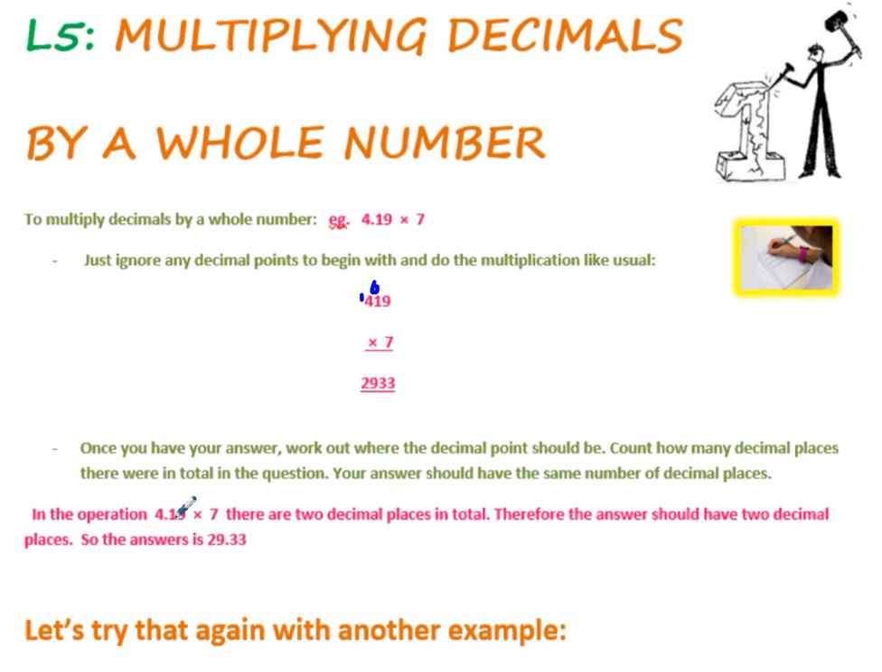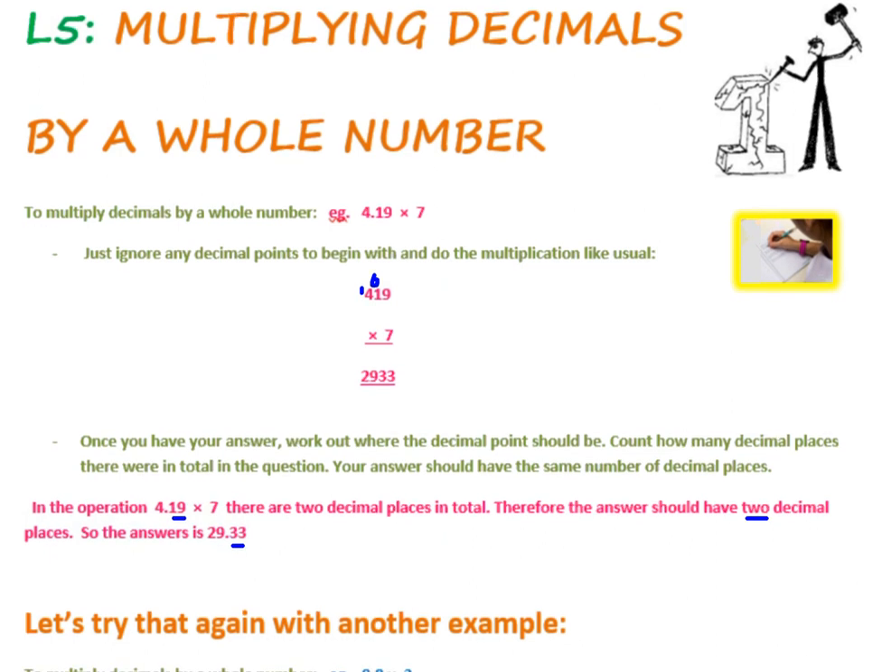So in the operation 4.19 times 7, there are 2 decimal places in total, which are here and here. Therefore the answer should have 2 decimal places also. So the answer is, instead of 2933, 29.33, because see, now there's 2 decimal places. As I said, multiplying decimals is quite easy. Just do the regular multiplication, count up how many decimal places there were in the question, and make sure there's the same amount of decimal places in the answer.